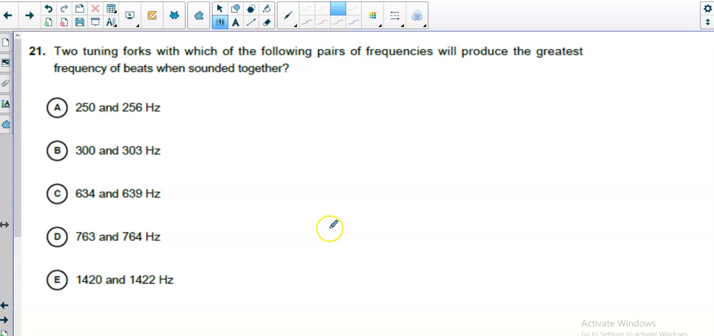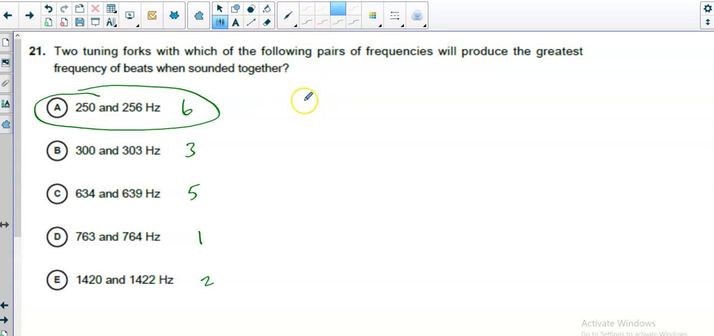All right, two tuning forks. Greatest frequency of beats. So beat frequency is just the difference between the two. So whichever one has the biggest difference when we subtract them. So this has a difference of 2, this has a difference of 1, this has a difference of 5, this has 3, and this has 6. So I'm going to go with A for 21. Whichever one is the biggest difference. That's all beat frequency is between two, is just subtract the two frequencies.